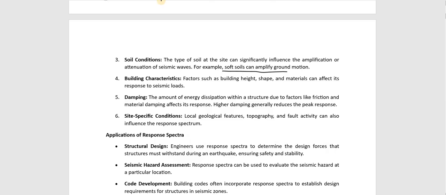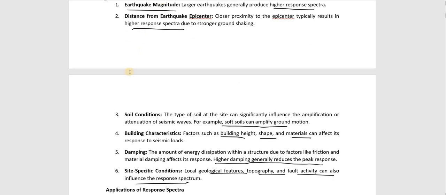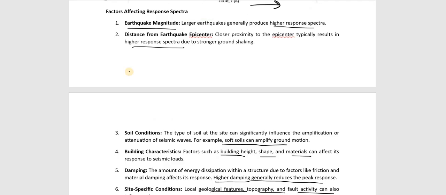For example, soft soils can amplify the ground motion. Then building characteristics, that is the building height, the shape, the materials. Damping, the amount of energy dissipation within a structure due to factors like friction. Higher damping reduces the peak. Then site specific conditions, like local geological features, topography, and fault activity, can also influence the response spectrum. So six factors are given: earthquake magnitude, distance from the earthquake epicenter, soil conditions, building characteristics, damping, and site specific conditions.